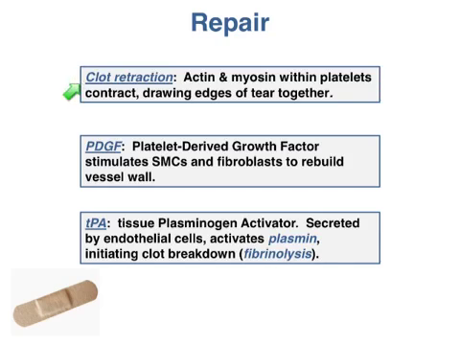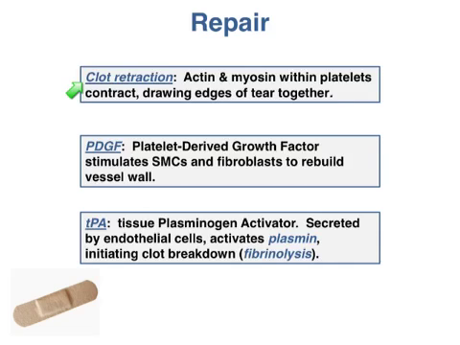Platelets actually have actin and myosin in them. So these are protein elements that can kind of walk over each other, the same ones that you find in muscle cells. And so actin and myosin in the platelets contract, drawing the edges of the tear together. So they bring the damaged edges of the blood vessel closer together.